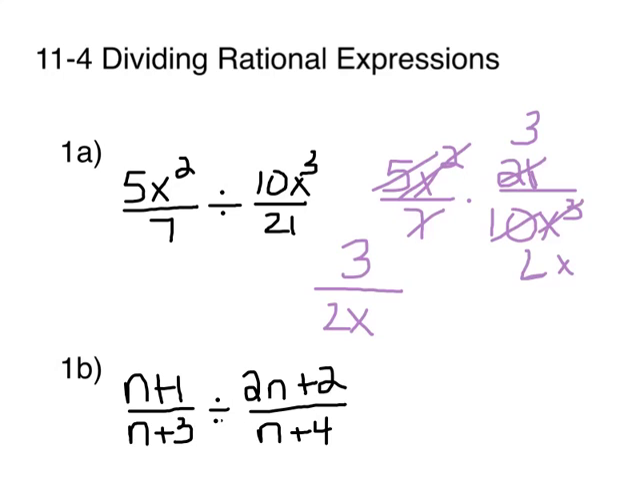The same thing can happen with problem 1b. However, when we take our original problem, we're going to have to factor. So we'll have n plus 1 over n plus 3. Then we're going to multiply by our reciprocal, which means we'll flip our second fraction. So the n plus 4 will be on the top of our fraction in our numerator. On the bottom, in our denominator, we're going to have 2n plus 2.